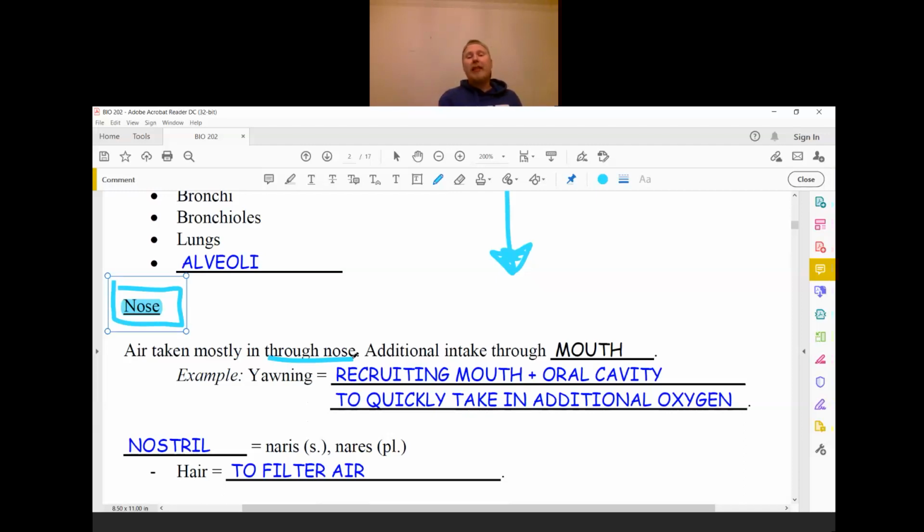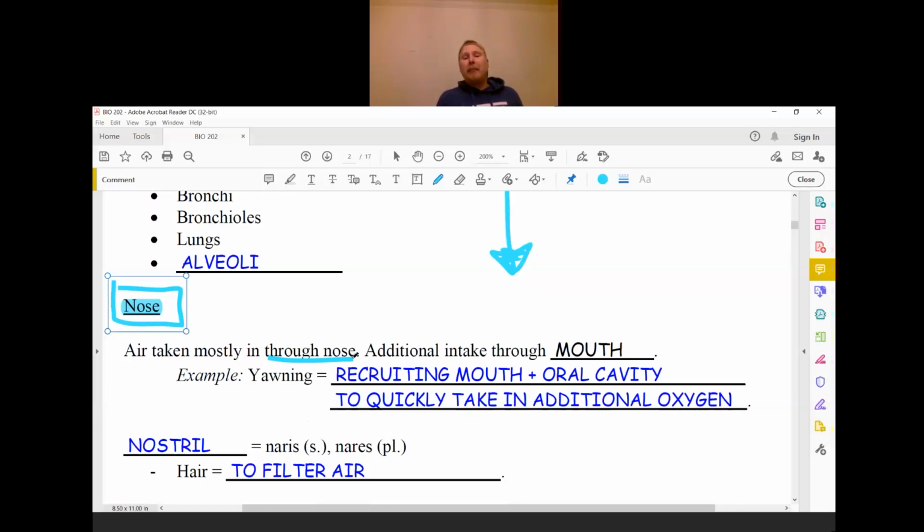When additional intake or output of air is needed, we do have an option of recruiting the mouth, but that's not our first option. We first choose to breathe through the nose, and it will become much clearer to you as part of this review session why the nose is the ideal solution.